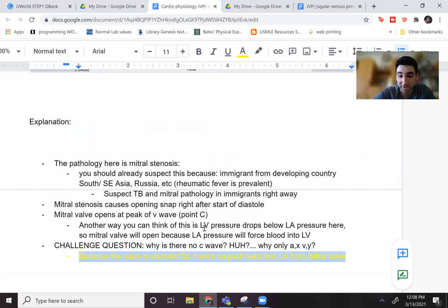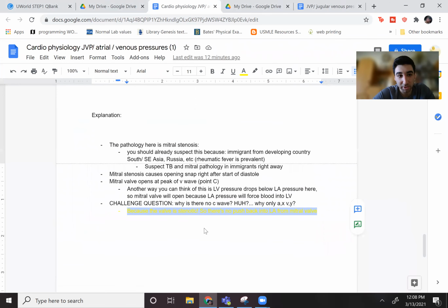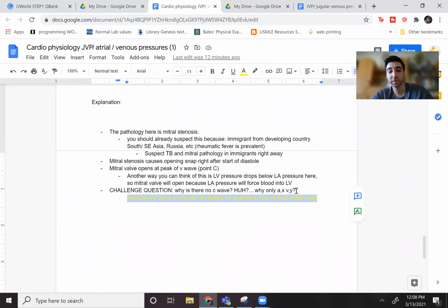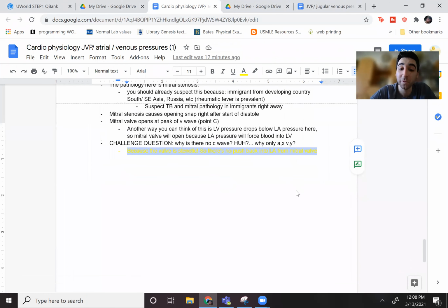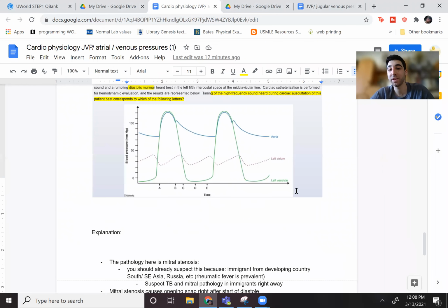And that's it, guys. This is a quick explanation of this part of cardiophysiology. Hope it was helpful. Let me know if you have any questions.